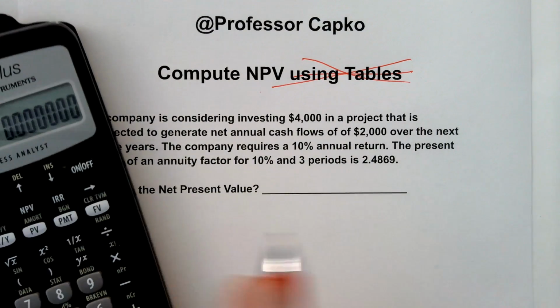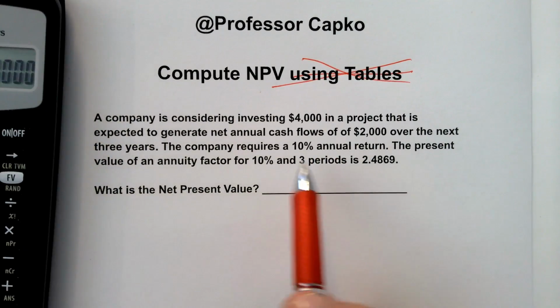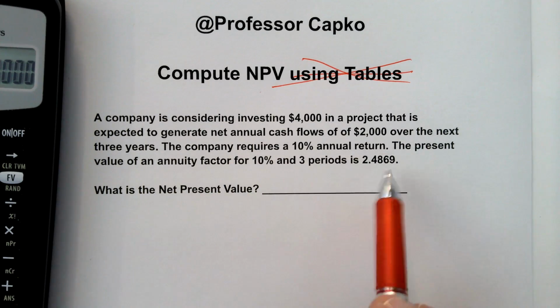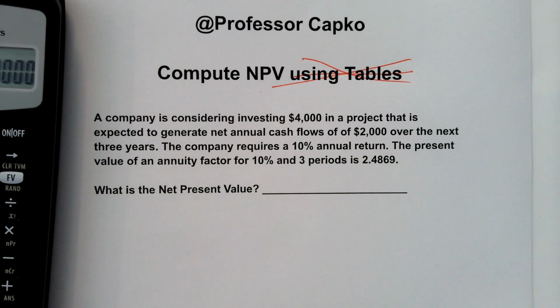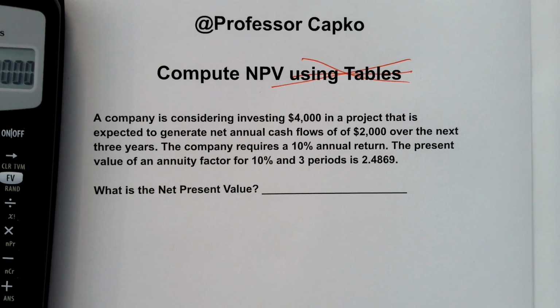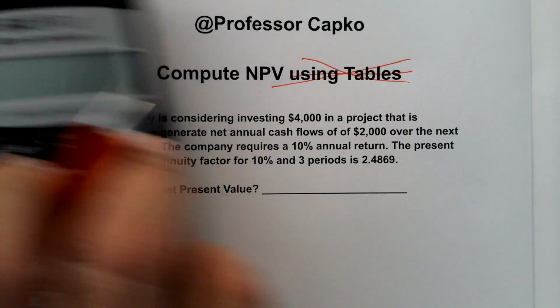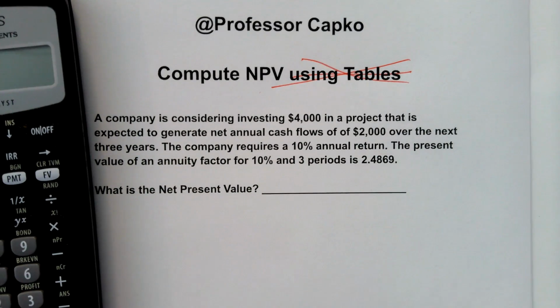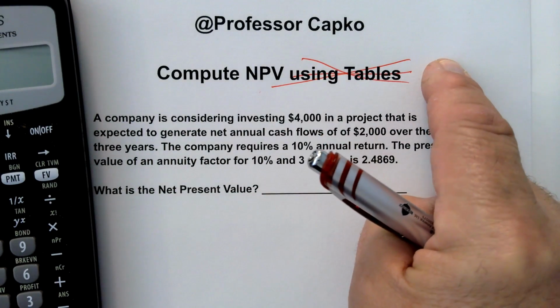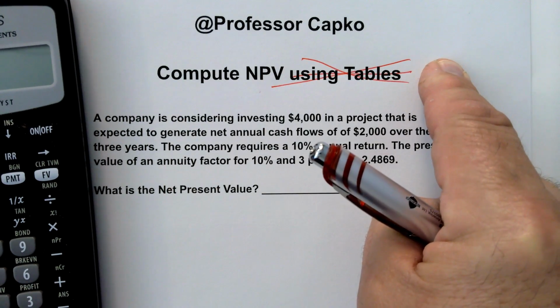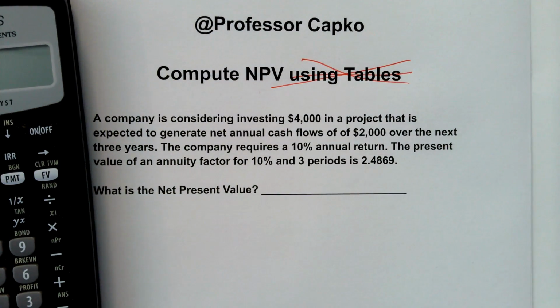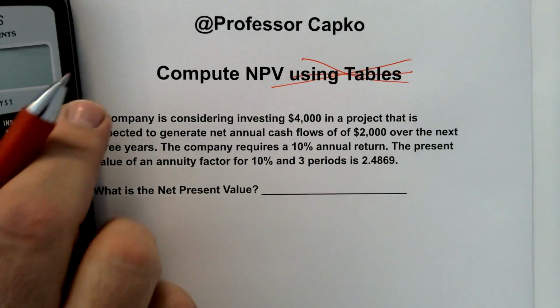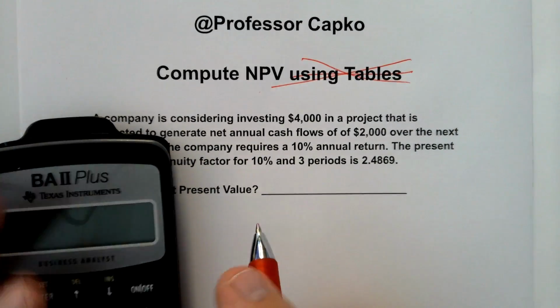And it will make it so much easier than using these tables because we won't need all this information here regarding the annuity factors. Now, if you don't have a financial calculator and you want to know how to do it using the tables, I've linked that video up here in the corner for you, if you want to be in the caveman days. But now we're in the modern days and we're going to figure this out.